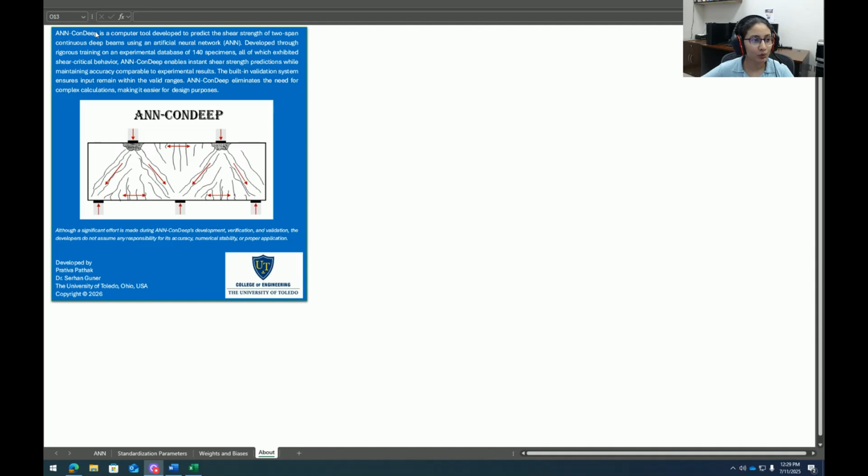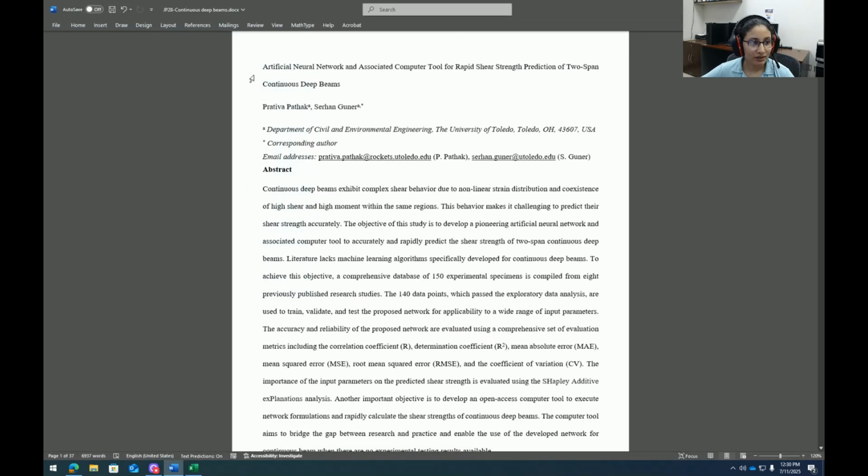The neural network was trained on the experimental database of 140 two-span continuous tee beams. These tee beams were subjected to two-point loads at the center of each span. The detailed explanation and the theoretical formulations regarding the development of the neural network and computer tool can be found in the journal paper titled Artificial Neural Network and Associated Computer Tool for Rapid Shear Strength Prediction of Two-Span Continuous Tee Beams. The link to this paper will be provided in the description section once published.